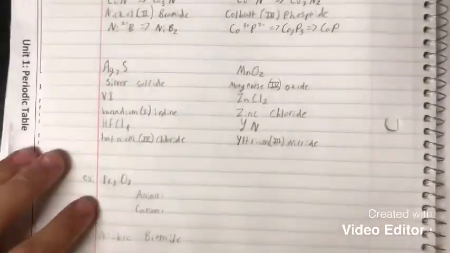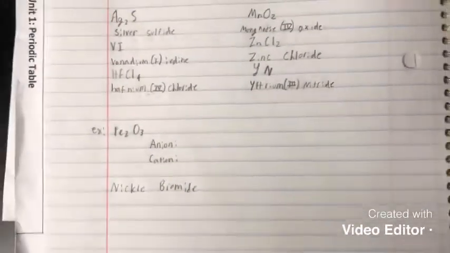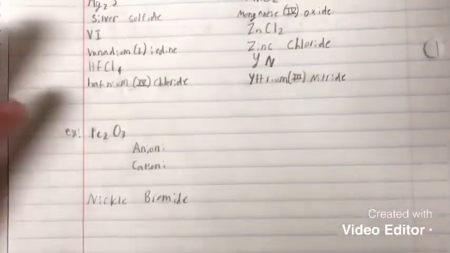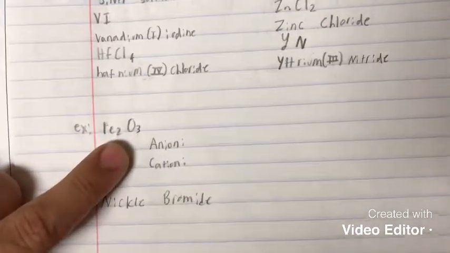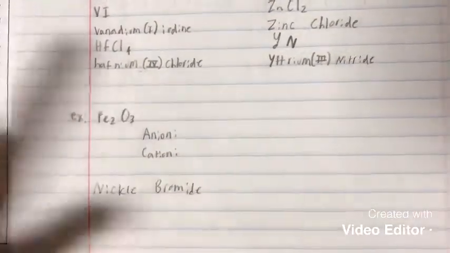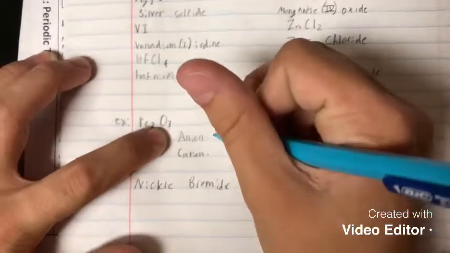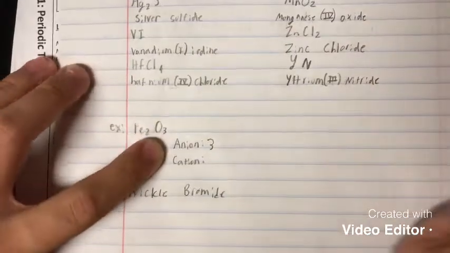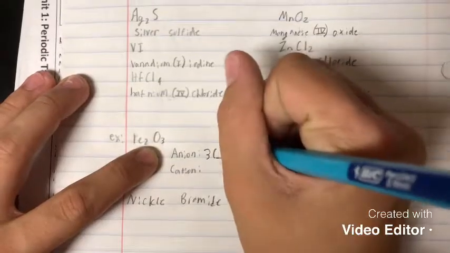Okay, so let's go to some examples on how to do this. For the first one, we have Fe2O3. So the first thing we do is find the charge. And to find the charge, we must use the anion first. How to find it is: subscript times the charge equals the total charge. So the subscript is 3, meaning that there are 3 oxygens. This is times the charge.